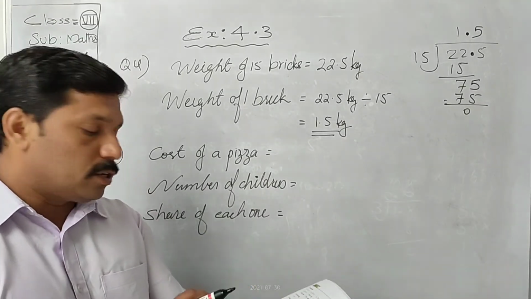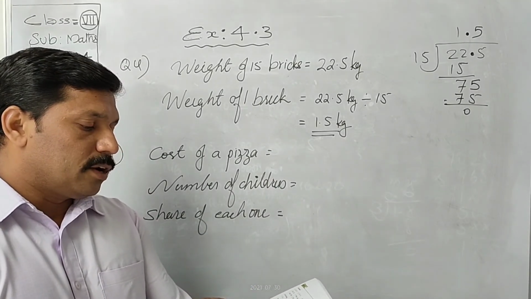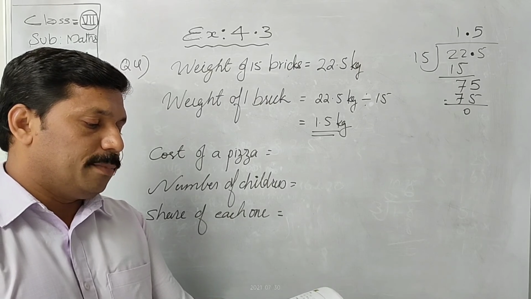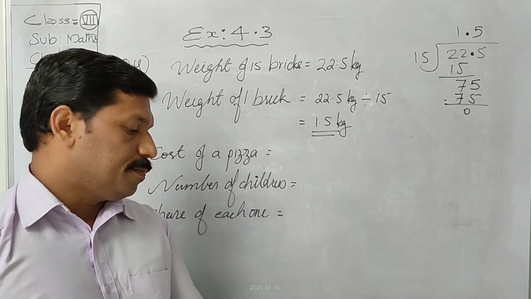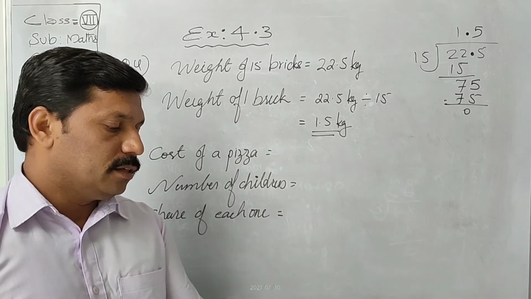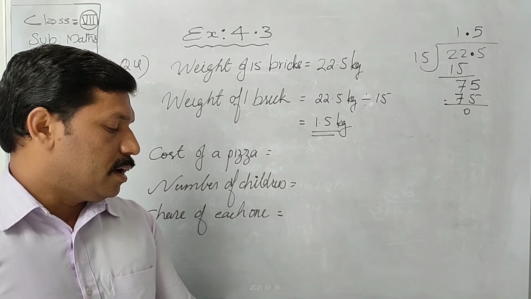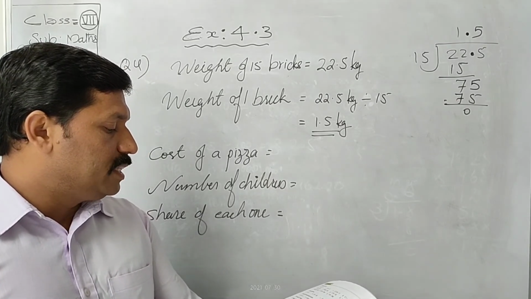The fifth question is homework for you. A ribbon 0.8 meter long is cut into 2 equal pieces. How long is each piece? So divide 0.8 by 2, then we get the answer.